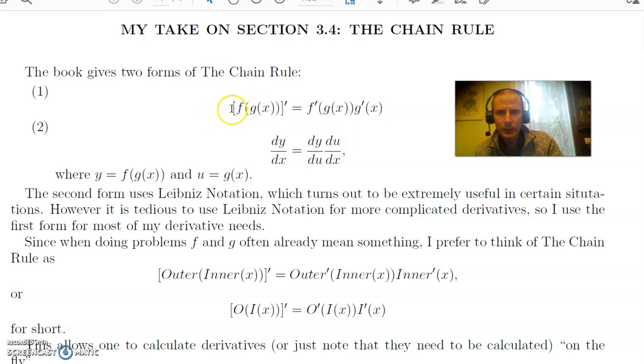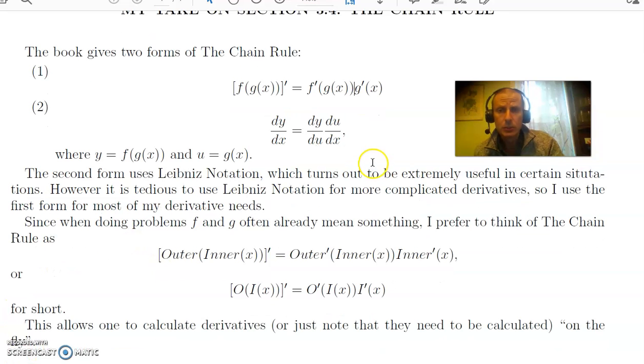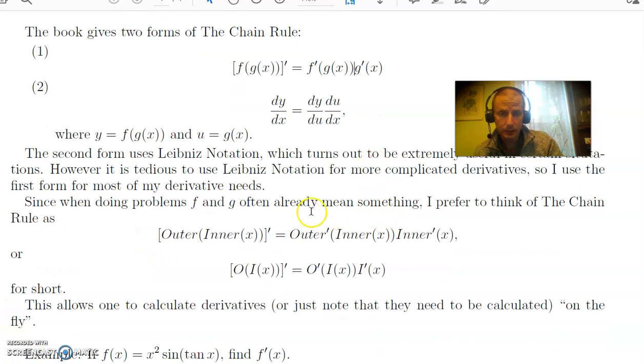And I always use this first notation. However, that first notation, if you always think in terms of f's and g's, can be a little bit annoying, because you might already have a function f or a function g defined in your problem meaning something else, and then you have to worry about redefining things, which can get rather confusing. So the way I think of the chain rule is I call the function on the outside the outer function, and I call the function on the inside the inner function.